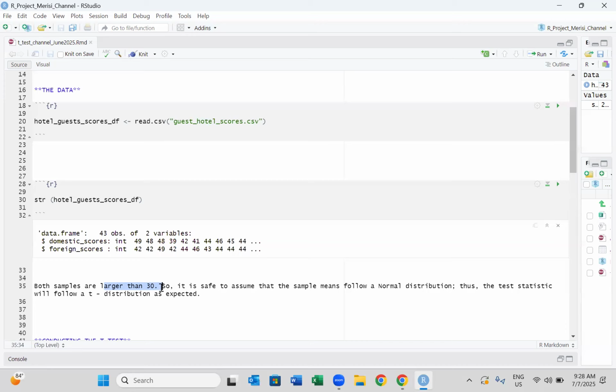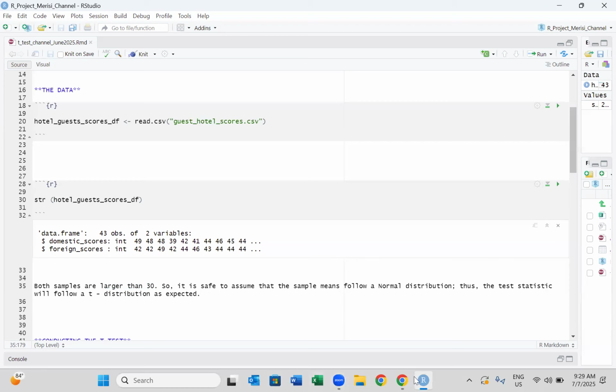And that could happen in two ways. Either the random variables, in this case the scores, follow a normal distribution, or the sample sizes are above 30. In this case, because the sample sizes are above 30, we can safely assume that the sample means follow a normal distribution, which means that the test statistic follows a t-distribution. Okay, that's an important assumption. I just wanted to mention it. And after that, we can go ahead and conduct the t-test.